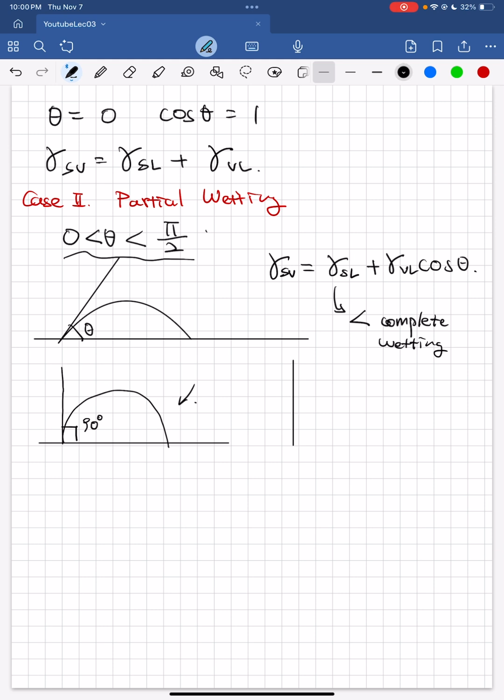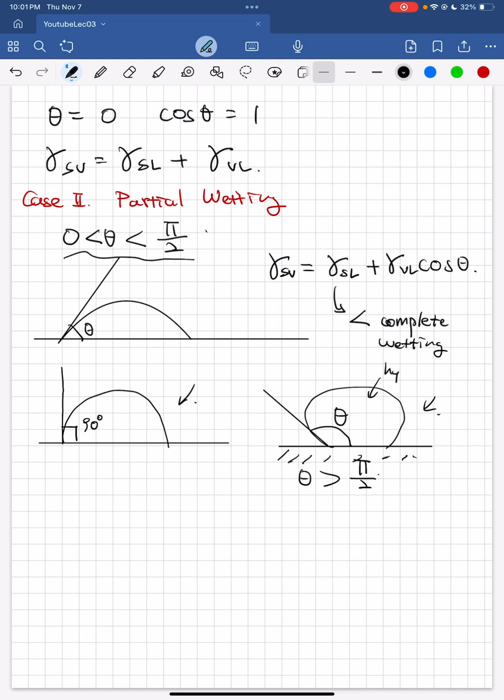So you can also draw a picture like this. Then this is the wetting angle, which is bigger than pi over 2, right? This can also happen when this surface really doesn't like this hydrophilic water. If they're really repelling each other, then this kind of scenario is also possible.